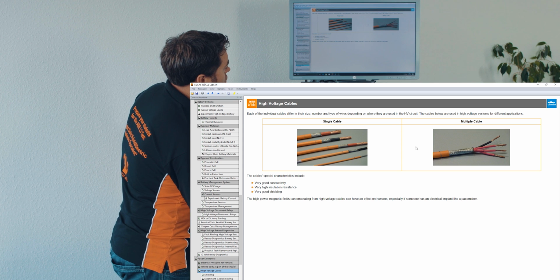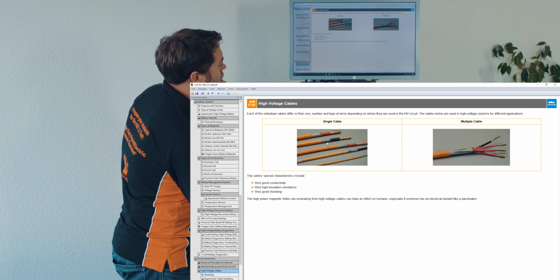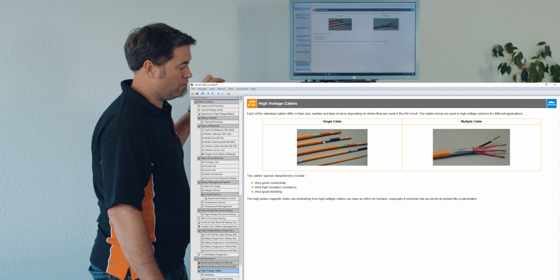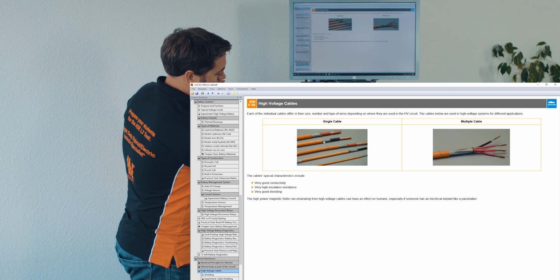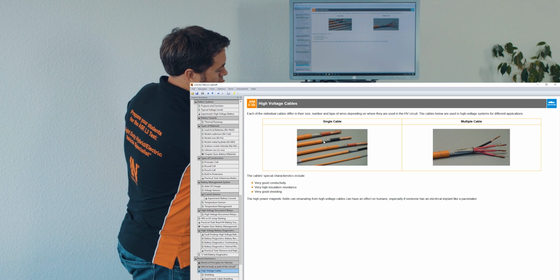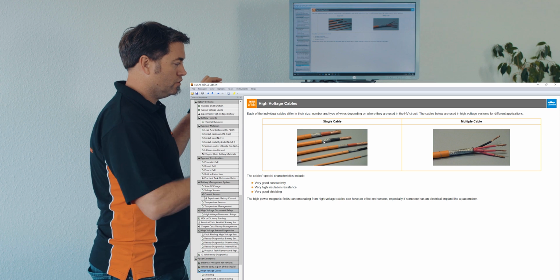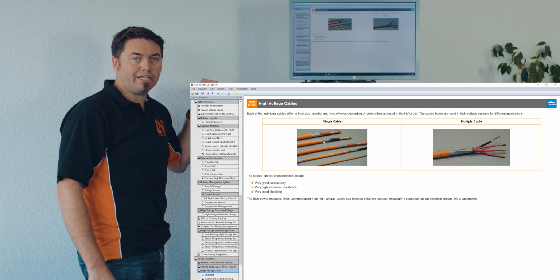It's also very important to know that there's shielding around each of these cables as well. That's what we're showing on this circuit diagram. That's to ground, and that's to stop any electromagnetic interference.